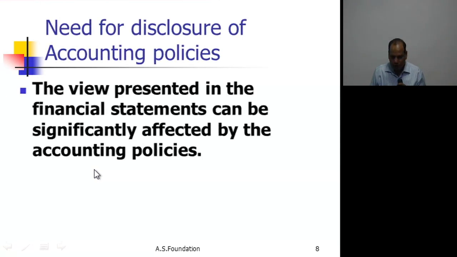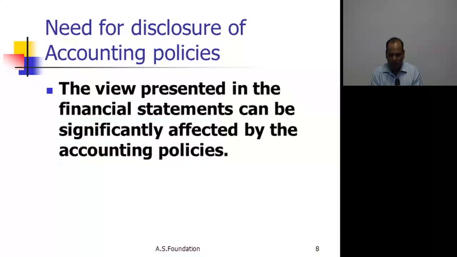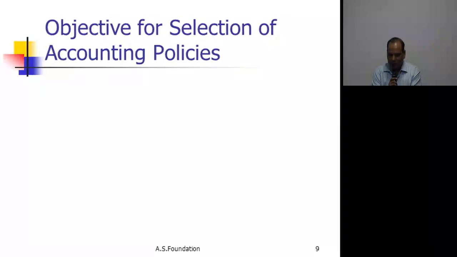Next is point number 5 in your book, last line. The view presented in the financial statement can be significantly affected by the accounting policies. Let the user of the financial statement know that these are the accounting policies we have followed. Then he will decide whether this company is worth investing or not. The profit and loss account and the financial position can be significantly affected by difference in accounting policy followed. Okay. And therefore, although you may not appreciate it, this is one of the most important accounting standards which is practically applicable.